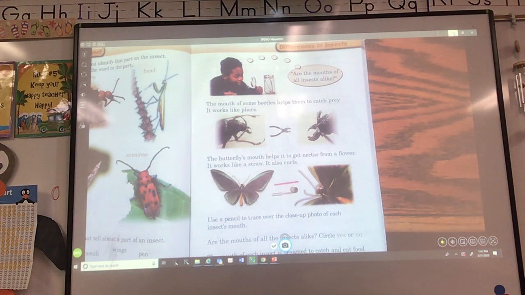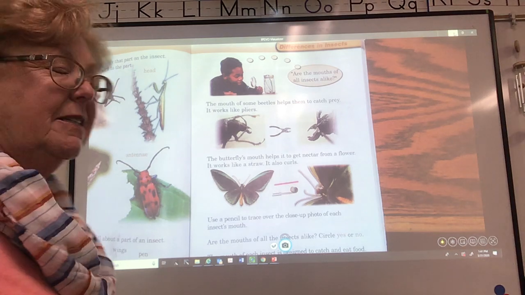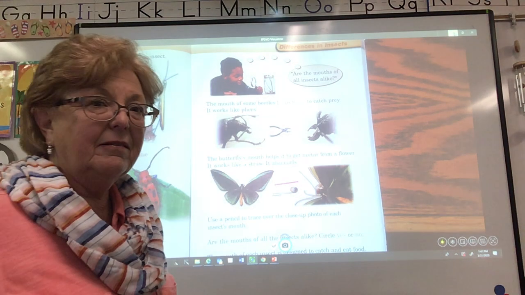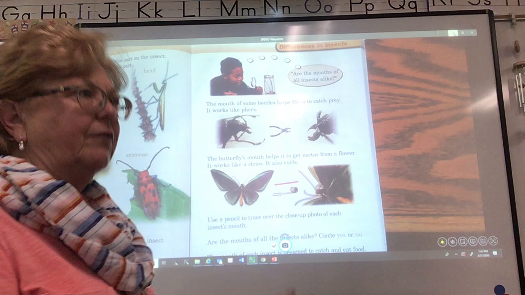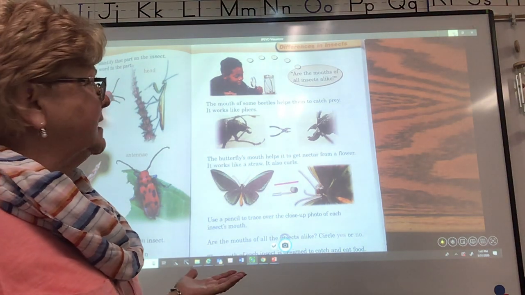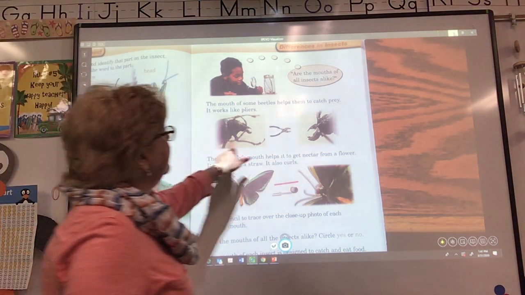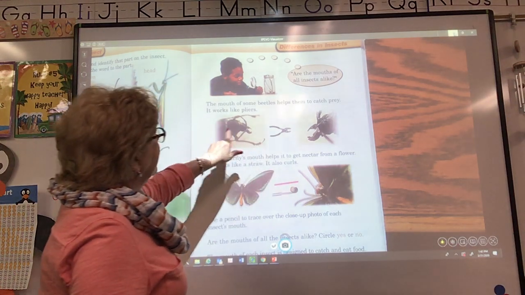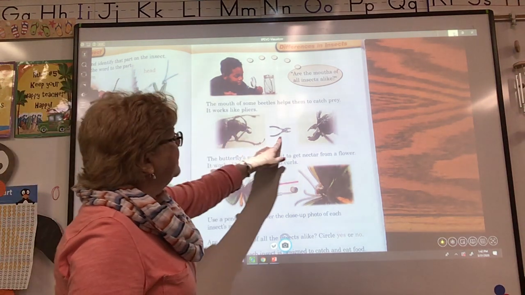And we're talking about the differences in insects, because not all insects are alike. They all have different mouths, they have different wings, they have different legs. So let's see what this one is. So here we have the beetles. Look at these beetles. And their mouths are like pliers.